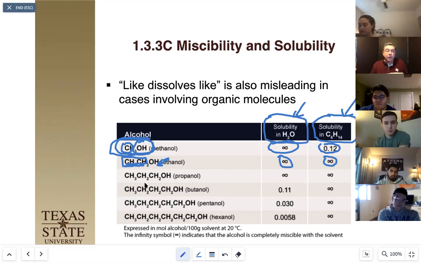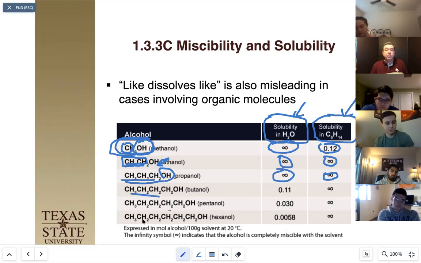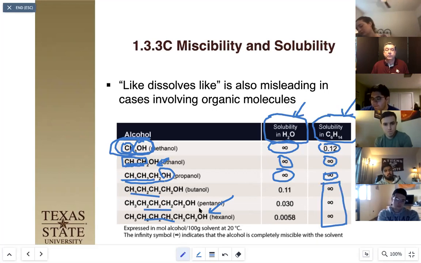If we add another carbon here, we're making the OH a less dominant factor because we have more of this nonpolar side. We still are completely soluble in water and completely soluble in hexane. But as we get bigger and bigger and bigger, the longer that chain gets, the less the hydrogen bonding works and the more the van der Waals forces work. Okay, so like dissolves like. Just because you can hydrogen bond, you have to look at the molecule as a whole.